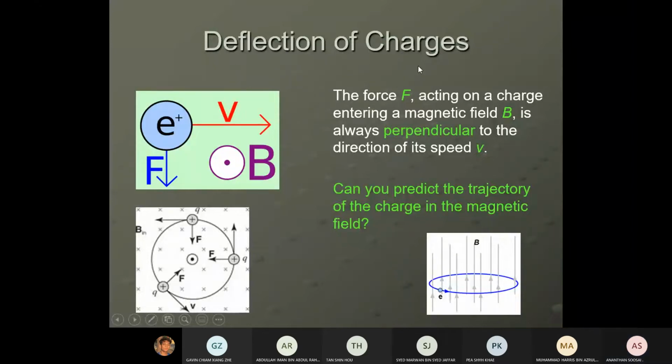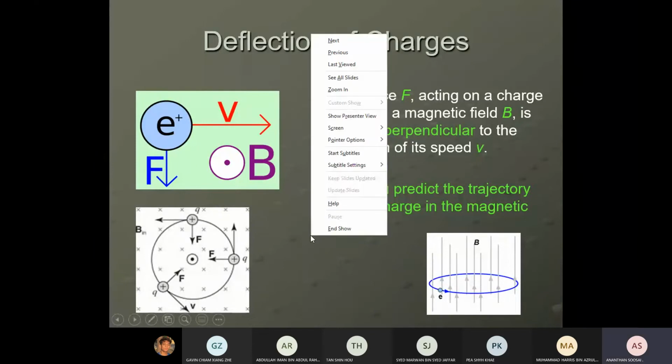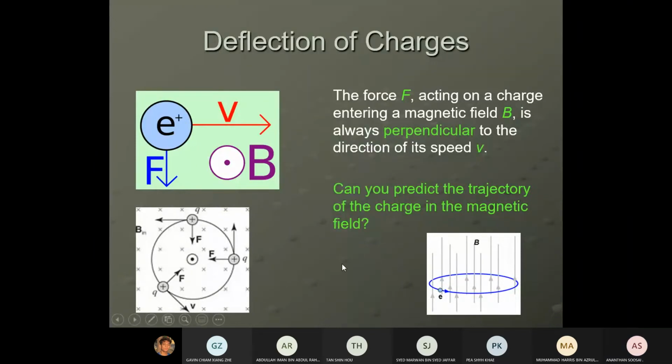Deflection of charges. Before we do this, you see the first picture. The electron is moving to the right. The force is downwards. The magnetic field is out of the page. Dot means out of the page. Therefore, the force must be downwards by using Fleming's left-hand rule. B is out of the page. Is the current to the right or to the left? Because the electron moves to the right, the current is to the left. So your middle finger points to the left. Then you get the force downwards.